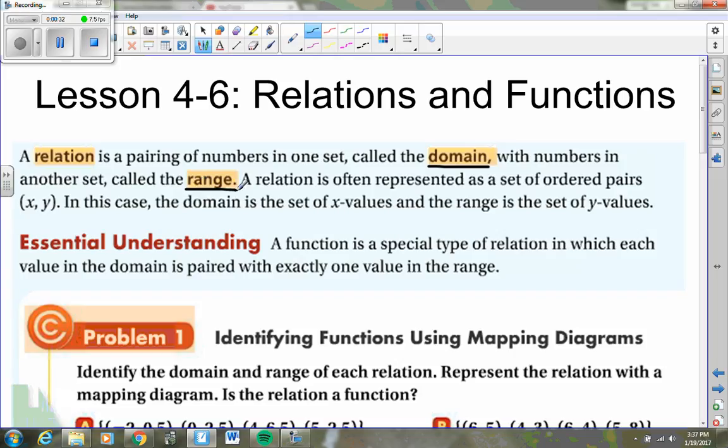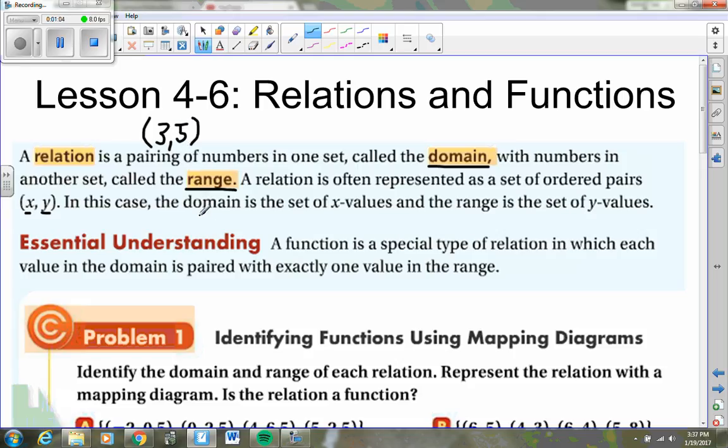Domain number is the x number. x is always the domain, and y is always the range. Domain is x and range is y. So when we see an ordered pair, like parentheses 3, 5, the number that's in the domain would be the 3, and the number that's in the range would be the 5. 3, 5: domain, range.